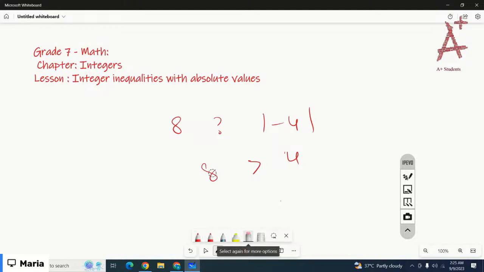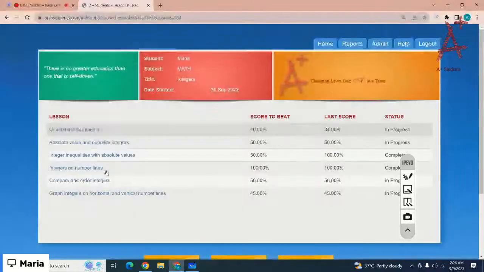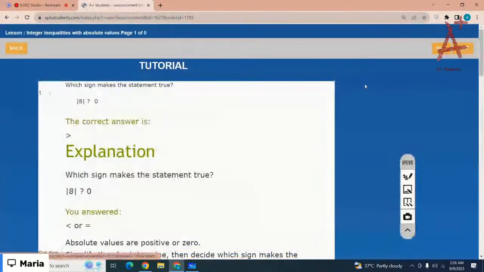Okay, the other example is you have to compare absolute value of 8 and 0. So which is the correct option? Are they greater, less, or equal? Yes, 8 is greater than 0 because the absolute value of 8 is 8, so 8 is greater than 0, right? Let's just start with the practice questions.